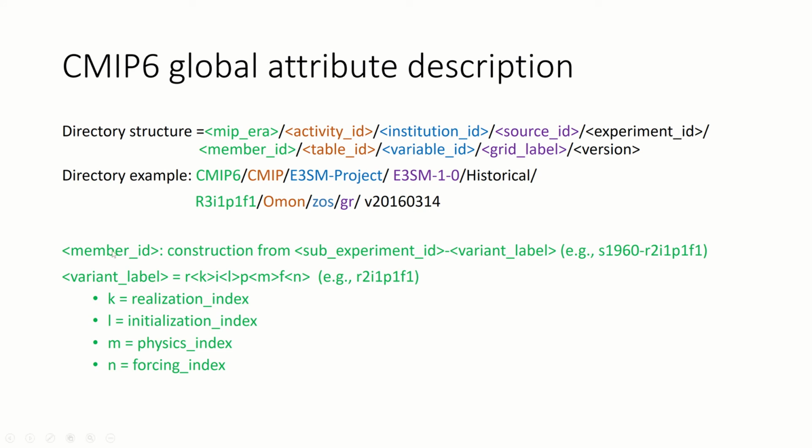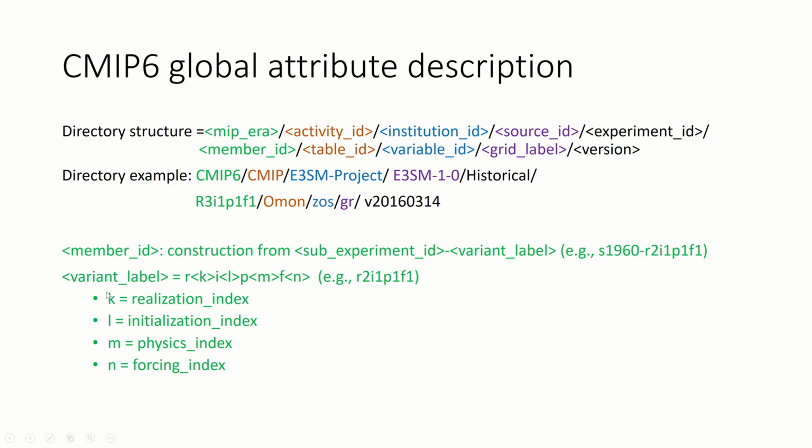The member ID, that is composed of two things. It is composed of the sub-experiment ID and the variant label. So here, for example, this is the sub-experiment ID, S1960, and this is the ensemble, the variant label, the ensemble member.